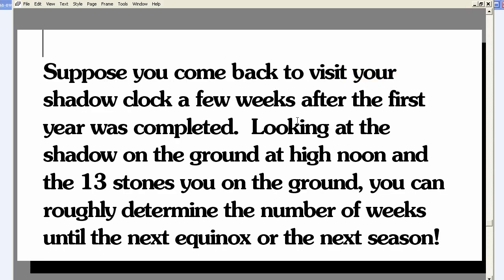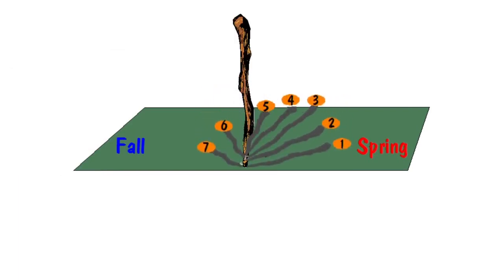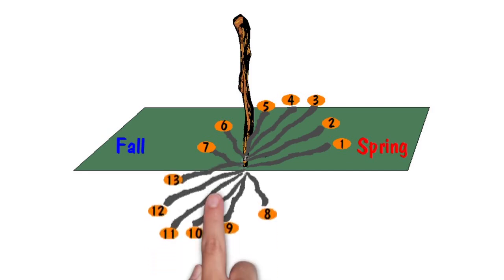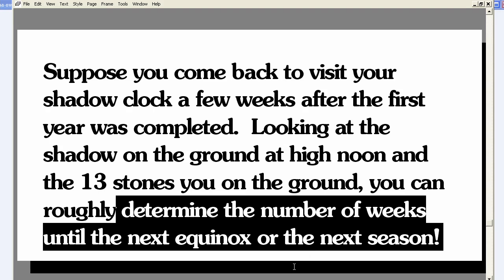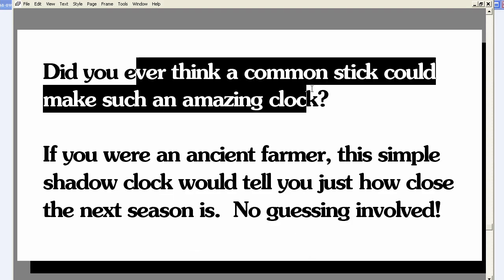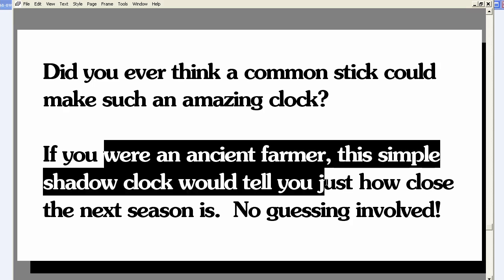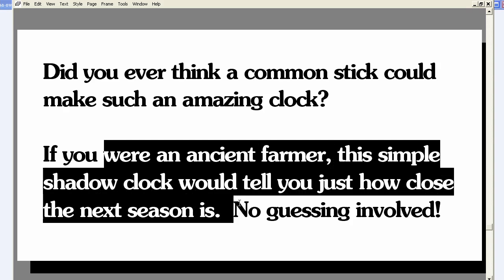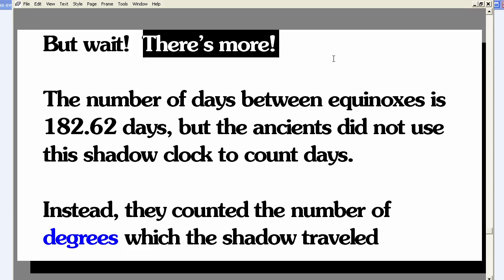But wait, we're not through. Suppose you come back to visit your shadow clock a few weeks after the first year was completed. Looking at the shadow on the ground at high noon, and looking at the 13 stones you placed on the ground, you can roughly determine the number of weeks until the next equinox, or even the next season. Did you ever think a common stick could make such an amazing clock? If you were an ancient farmer, this simple shadow clock would tell you just how close the next season is. No guessing involved. But wait, as they say on television, there's more.